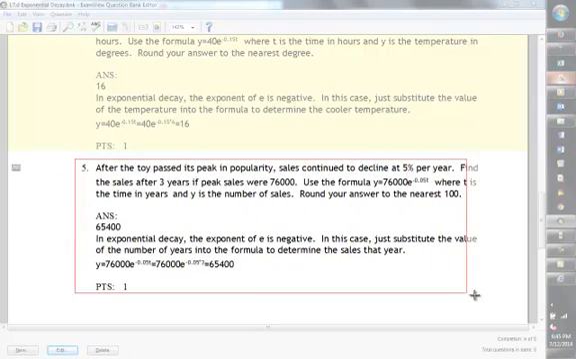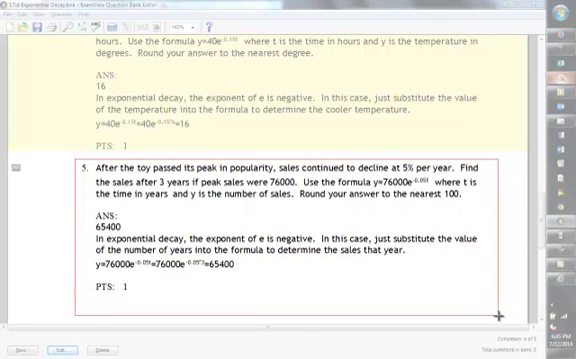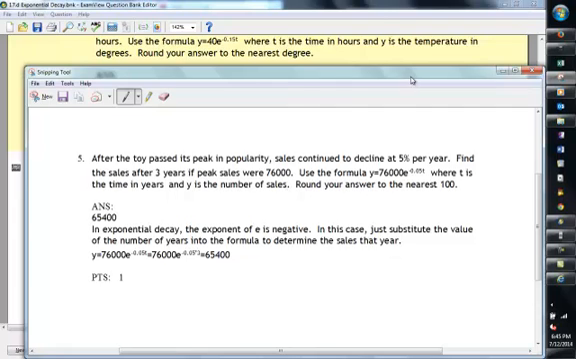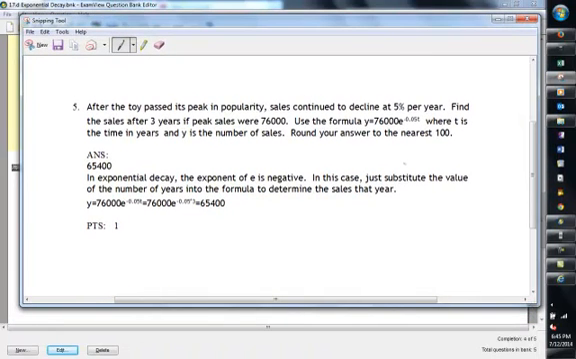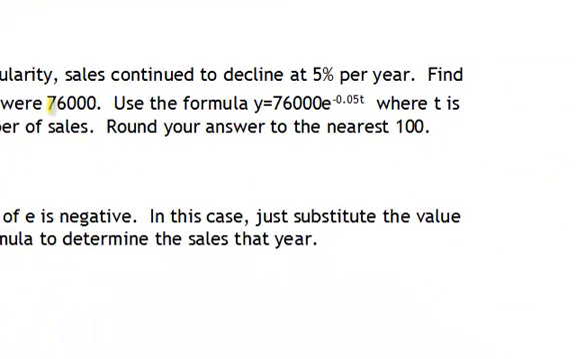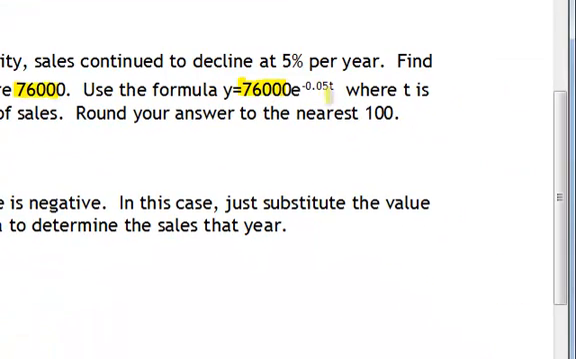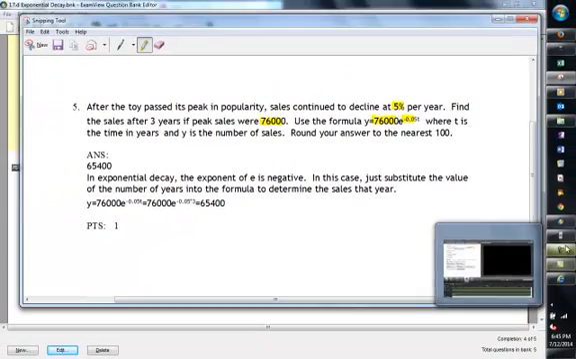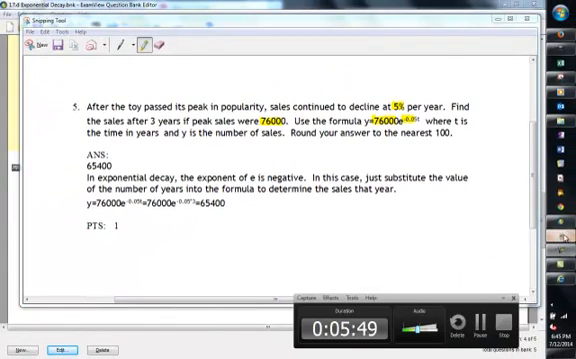After a toy has passed its peak in popularity, like Tickle Me Elmo, sales continued to decline at 5% per year. Find the sales after 3 years. If the peak was 76,000, use the formula 76,000 e to the negative 0.05 t. Notice the coefficient of e and the rate are both given. After 3 years, we want it to be, 3 years.